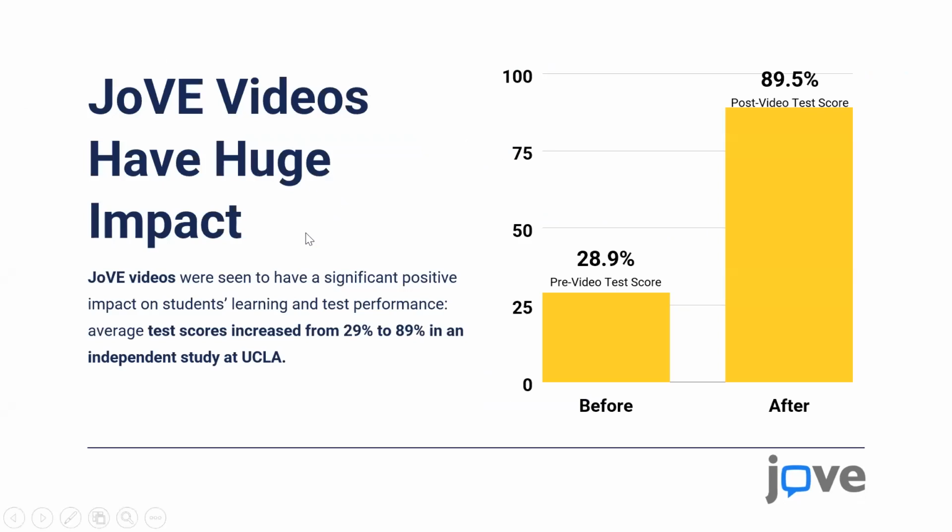JoVE videos have had huge impact. Just a case study to showcase here from UCLA. Pre-video test score was around 28.9%. And after having watched a JoVE video, it shot up to 89.5%. So here you see a significant improvement in the students' test score and how it has impacted students' learning and test performance.